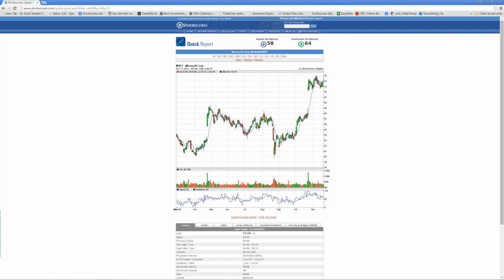Okay, so Microsoft, it's a good hold. Wouldn't buy it here, too risky. It's well into an upward trend already, but I would hold it as long as it can stay above 52.